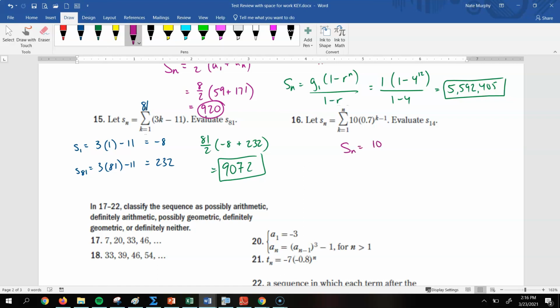So we would take our first term, which is 10, times 1 minus r, so we have 1 minus 0.7. And then we want to find the 14th term, so it'll be 1 minus 0.7 to the 14th power. N is 14 here. And then we divide by 1 minus 0.7. When you do that on your calculator, we can find the sum of those first 14 terms to be 33.107. That'll be your answer for 16.